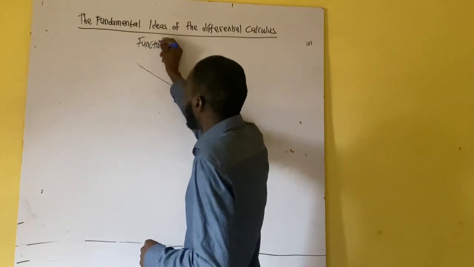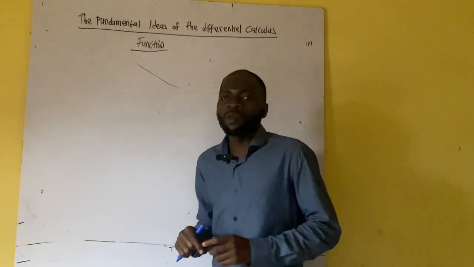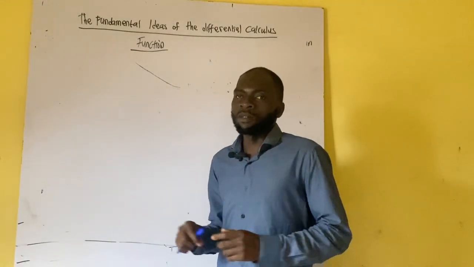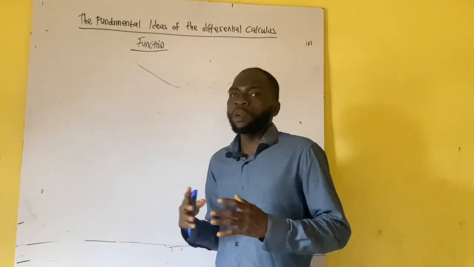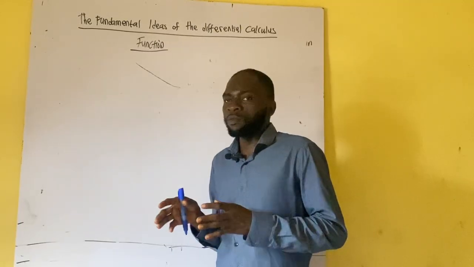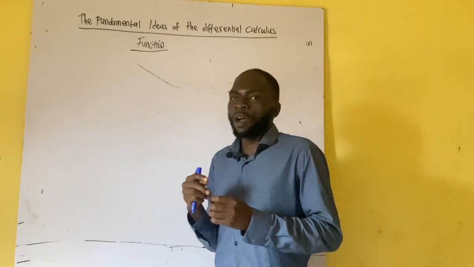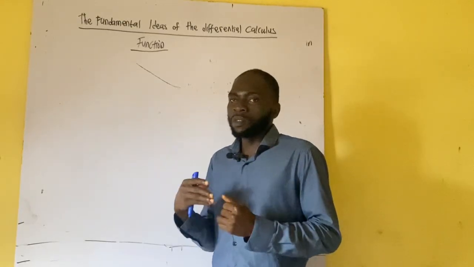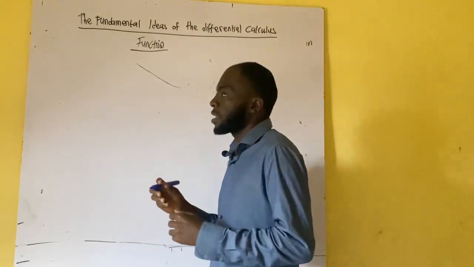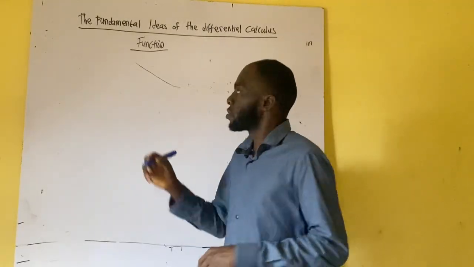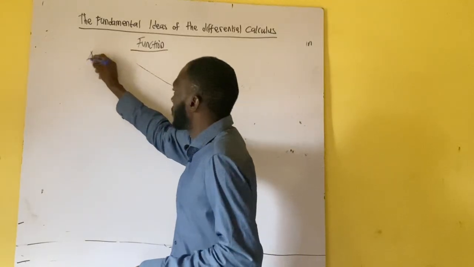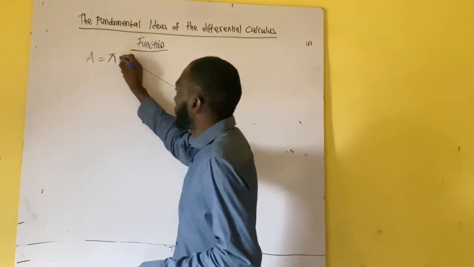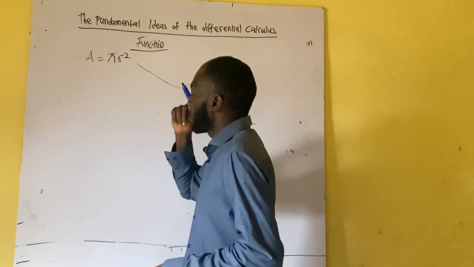About function. So in mathematics, what is the meaning of function? We use function to connect one value to another value. You get? That is, you are going to have input and output. So take for instance now, area of circle. When you have area of circle, you have pi r squared. This is area of circle, right?